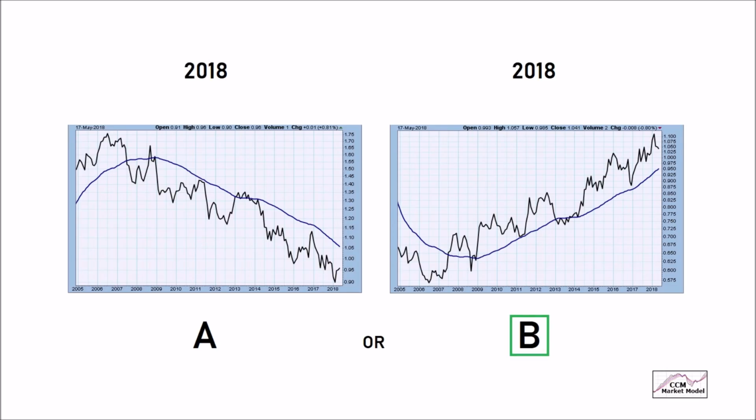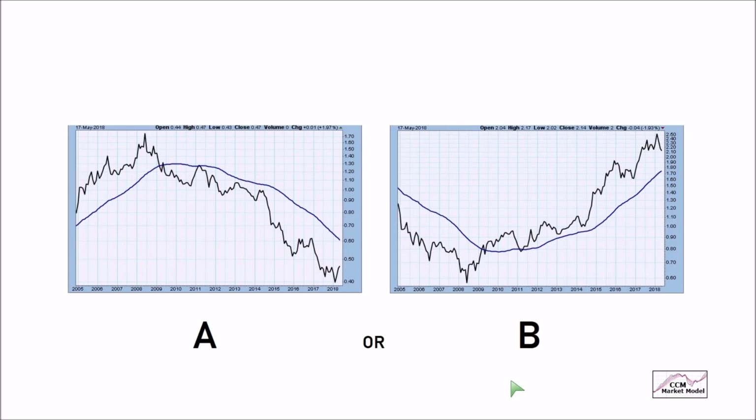The answer is pretty easy. It would be the chart on the right, or selection B. Same situation here. We have a different set of charts. If we were asked the same question, the answer would be easy.